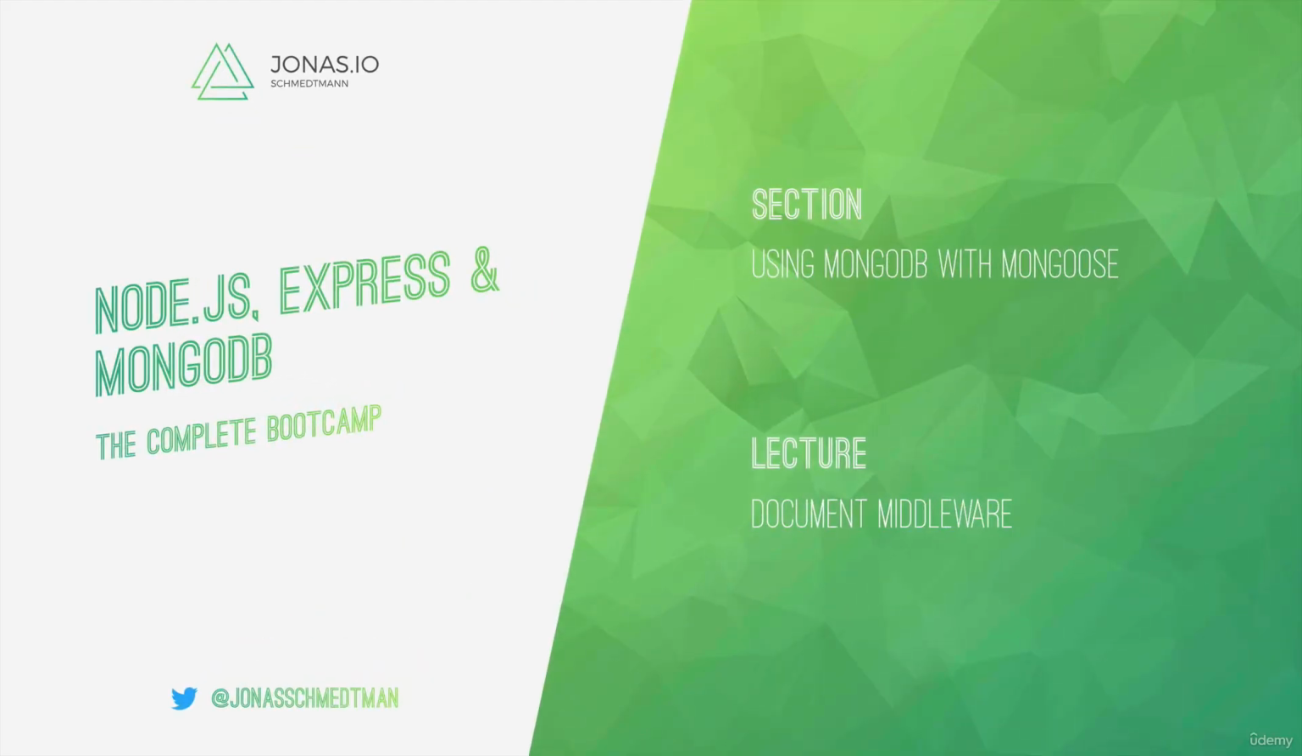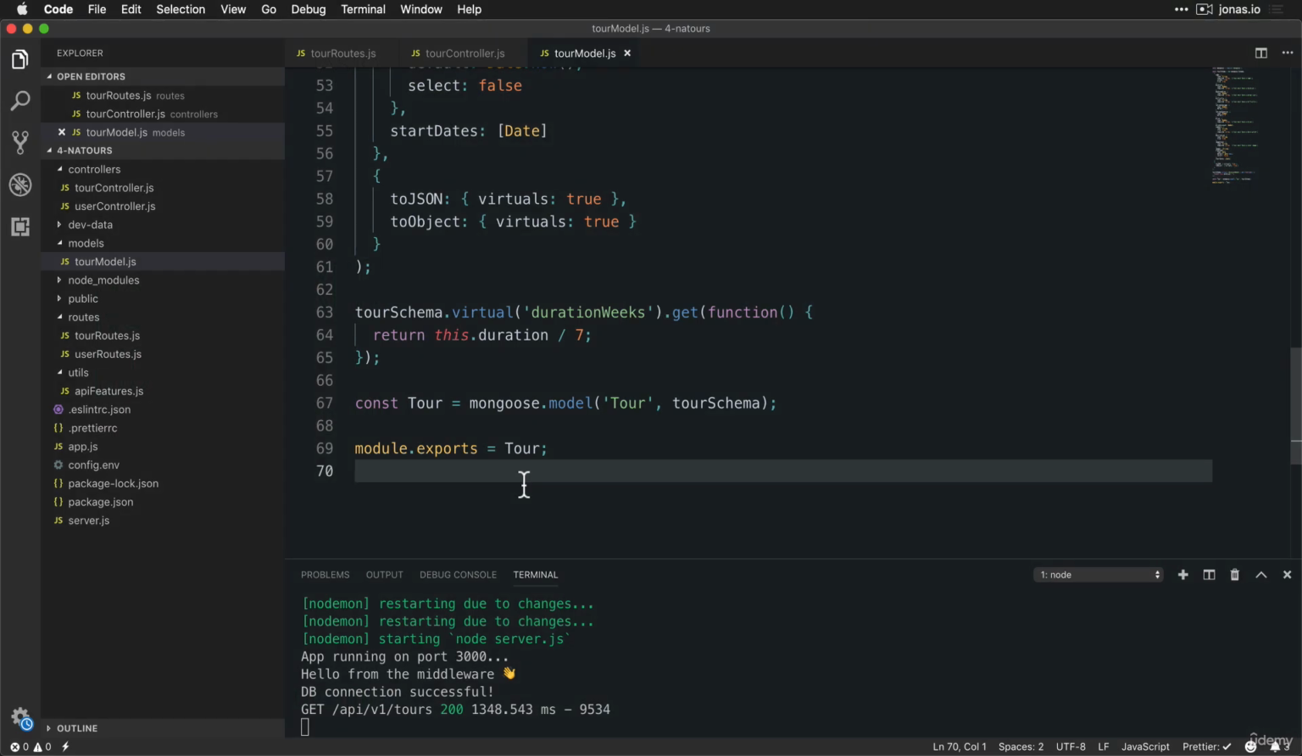Just like Express, Mongoose also has the concept of middleware. And so let's now learn about the first type of middleware, which is Document Middleware. Now, just like with Express, we can use Mongoose middleware to make something happen between two events. For example, each time a new document is saved to the database, we can run a function between the save command is issued and the actual saving of the document, or also after the actual saving.